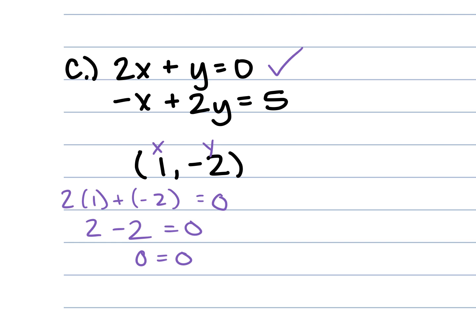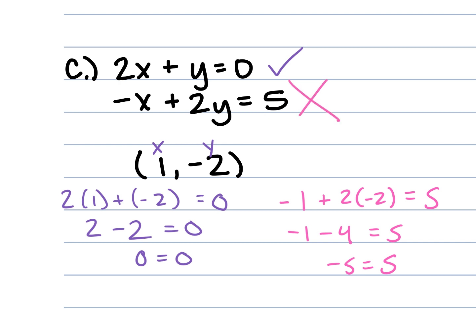Now let's try the second. So I have negative x, so negative 1 plus 2 times negative 2 is equal to 5. What's 2 times negative 2? Negative 4. And what is negative 1 minus 4? Negative 5. Does negative 5 equal 5? No. So does it work in the second one? Is it a solution? No. It has to work in both of them. So this is not a solution.